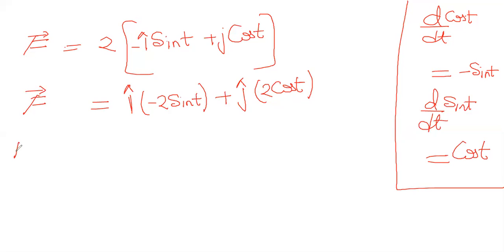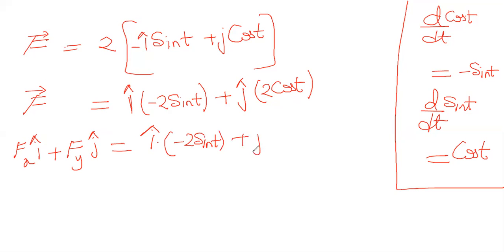What is f bar? What is the meaning of f bar? Fx i cap plus fy j cap. That is given by this vector. If you equate i, j, you will get the answer: minus 2 sin t plus j cap into 2 cos t. Okay, till here understood? You please write this because it's very important.